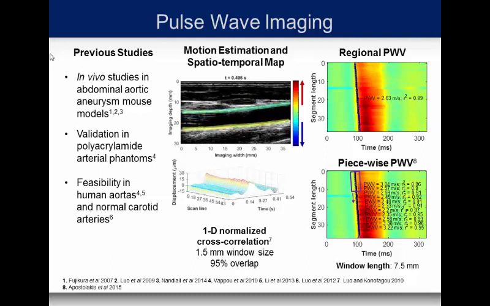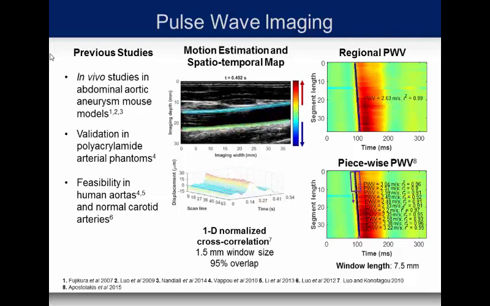So in a normal carotid like this one, we expect to see very similar pulse wave velocities along the segment. If we have a carotid plaque somewhere in the middle or towards one of the ends, then we would expect to see a disturbance in the pulse wave velocity distribution. For this particular study, we used a window length of 7.5 millimeters, and then we slide it one point at a time across the image segment.